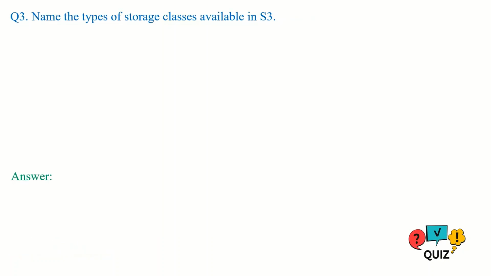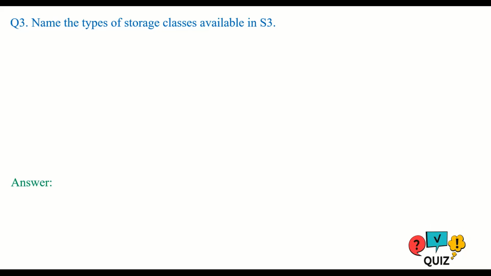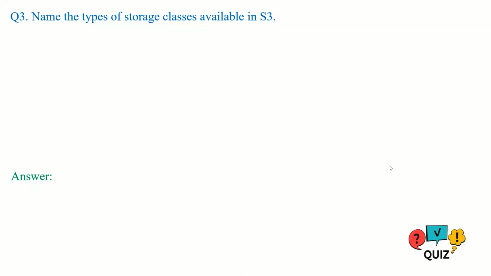Okay. Here we go. We have the third one. Name the types of storage classes available in S3. Glacier, Snowball, Snowmobile, One Zone IA. Okay.